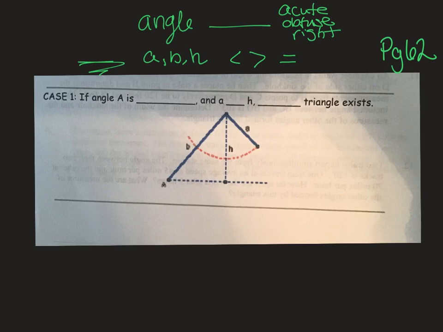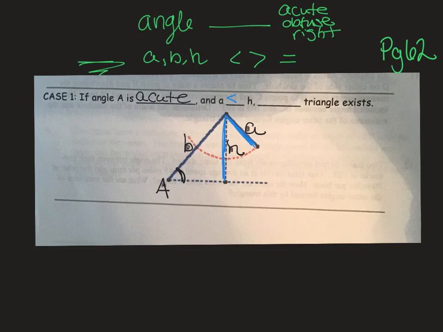I'm going to label it a little better so it's clear for you. This is angle A, which means this over here is side A. They called this side B, and here's my height. Let's read the statement. If angle A is blank, this angle right here, is it acute, obtuse, or right? Correct, it's an acute angle. So if angle A is acute and A blank H, what we're comparing is side A over here to the height. Based on this picture, side A is definitely less than the height, then blank triangles exist.